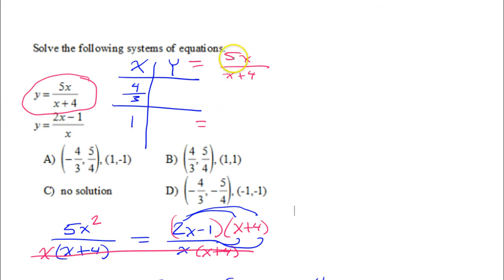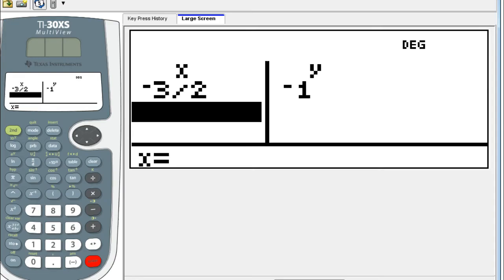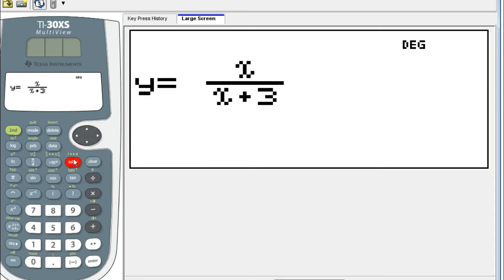So if I substitute 1 in for the x's, that gives me 5 times 1 over 1 plus 4. That gives me 5 over 5, which equals 1. So now I have 1 comma 1. Now I'm going to use my calculator for the other one because it would be a little tedious to substitute in the fraction inside of a fraction. So here's how I would do this on a calculator.